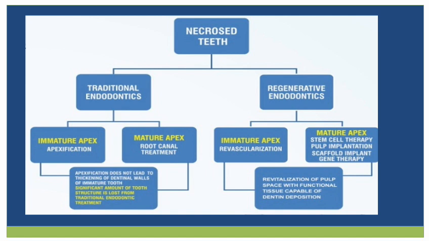In case of regenerative endodontics, if we have an immature apex, we go ahead with revascularization procedure, and in case we have a mature apex, we go ahead with stem cell therapy or pulp implantation or scaffold or gene implantation therapy. This helps in revitalization of the pulp space with functional tissue capable of dentine deposition.